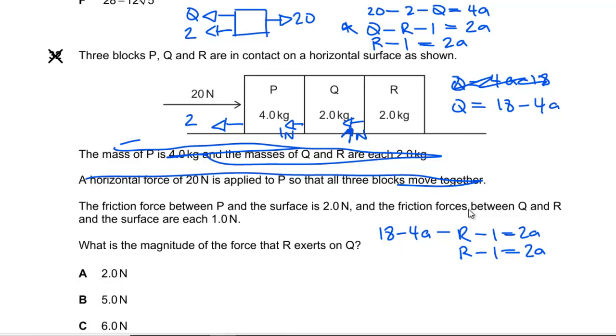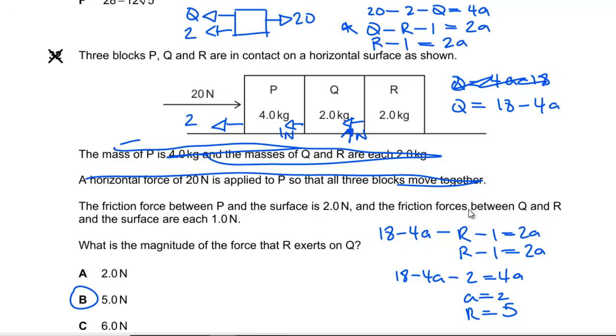Anyway, so I've got that. How am I going to do this? Well, I can work out what R is. Let's just add them together. I've got an 18 minus 4A minus 2 is equal to 4A. So I've got that A is equal to 2, which means that R is equal to 5. Right, which is B.